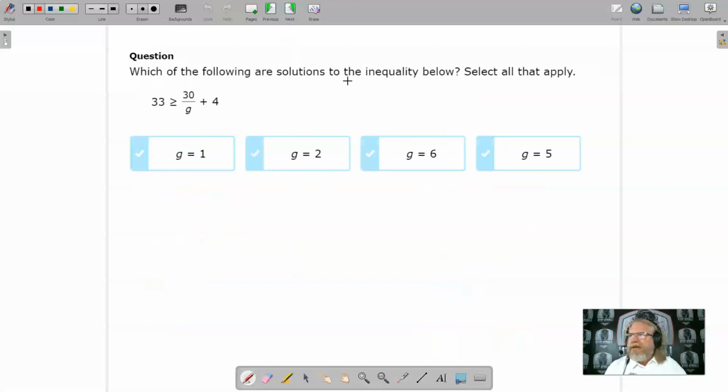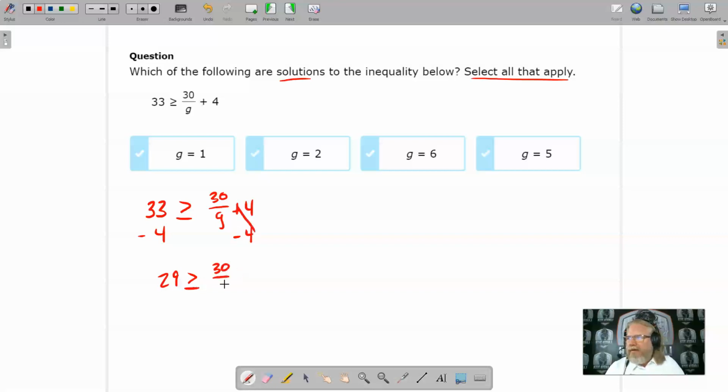Which of the following are solutions? So it could be more than one. Select all that apply. On this one, again, I'm going to just solve it and then plot it out on a number line. So 33 is less than or equal to 30 over g plus 4. Let's subtract 4 from each side. Minus 4 gives us 29 on the left, less than or equal to. The 4 cancels, and I end up with 30 over g.